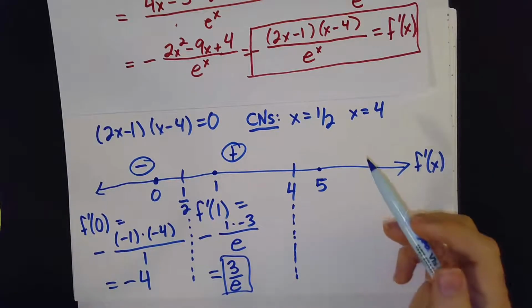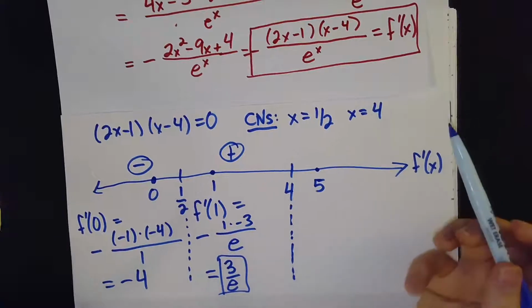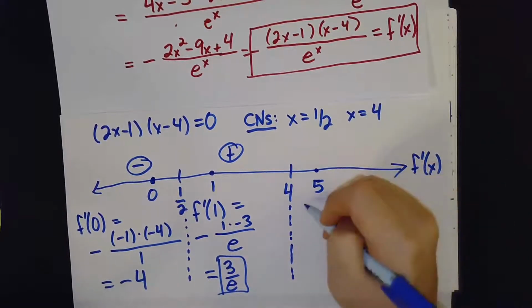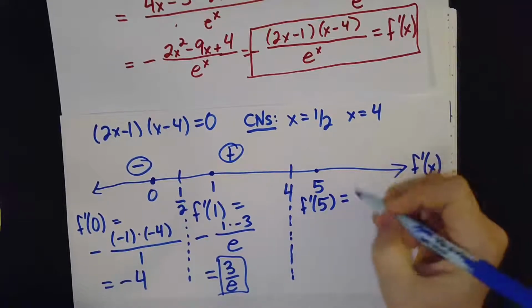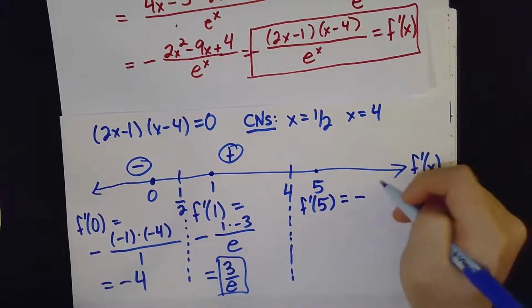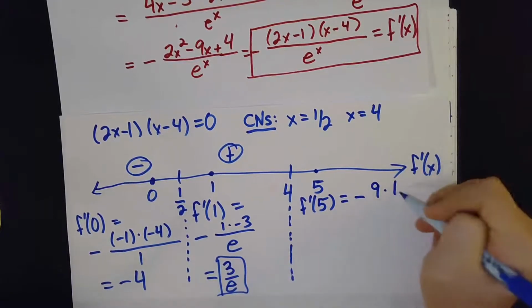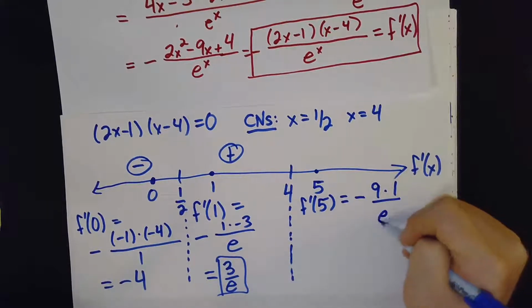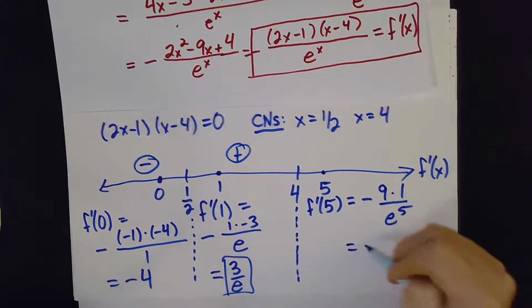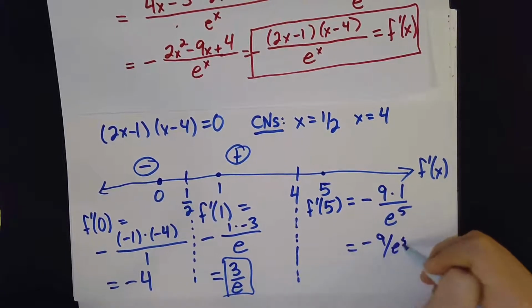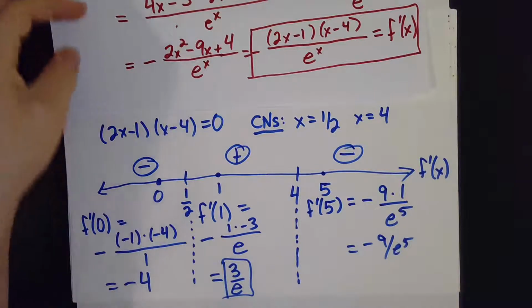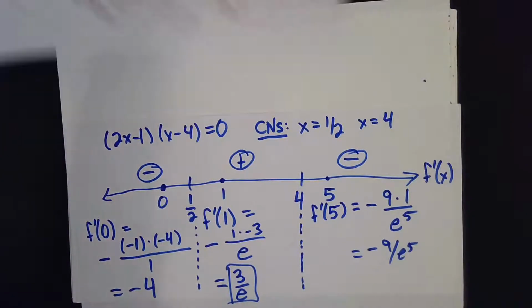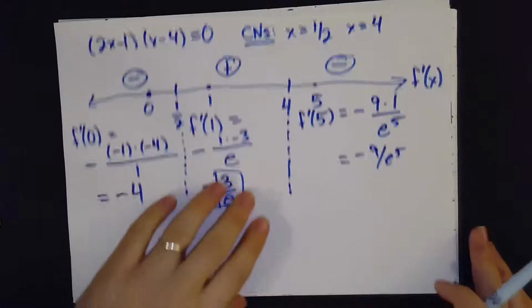Next, I need to plug in 5. So there is f prime of 5. And so this is going to be minus 9 times 1 divided by e to the 5th, which is minus 9 over e to the 5th, and that is negative. Okay, so that is our derivative profile.